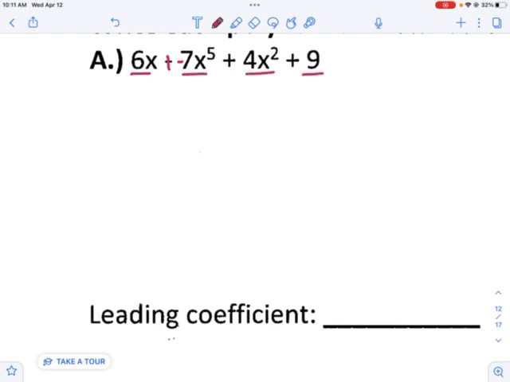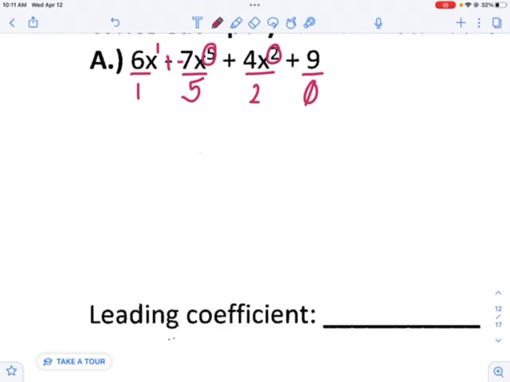Hopefully you said polynomial. All right, so let's find the degree of each monomial. So I have 6x, remember that's to the first, so my first term has a degree of 1. My second one has a degree of 5. My third monomial has a degree of 2. And then a degree of 0.